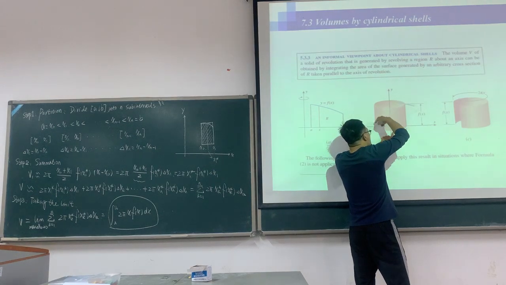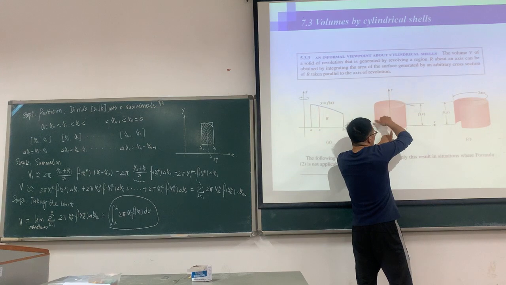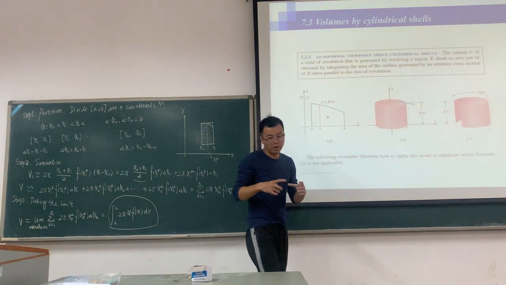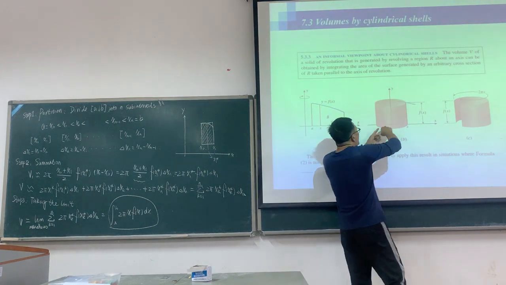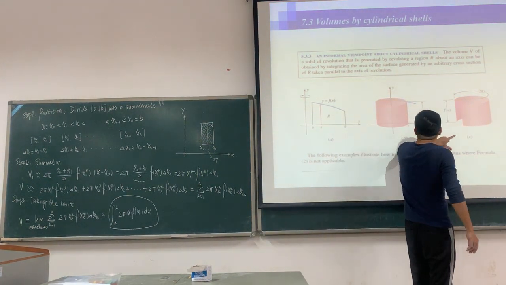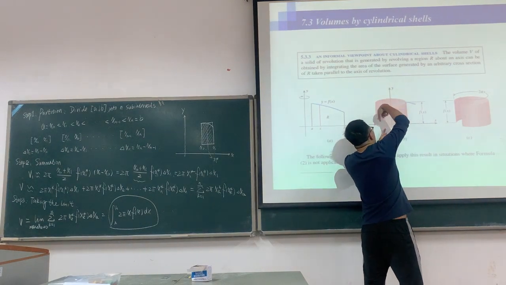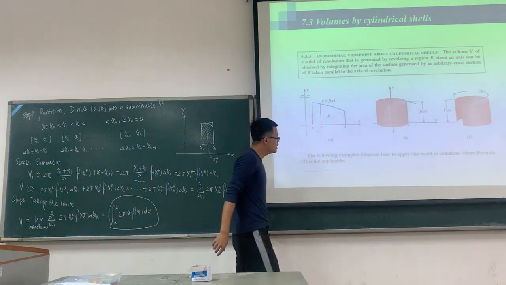So here, the length of the circle is 2 pi x. 2 pi x times f(x) is the area of the cylinder.